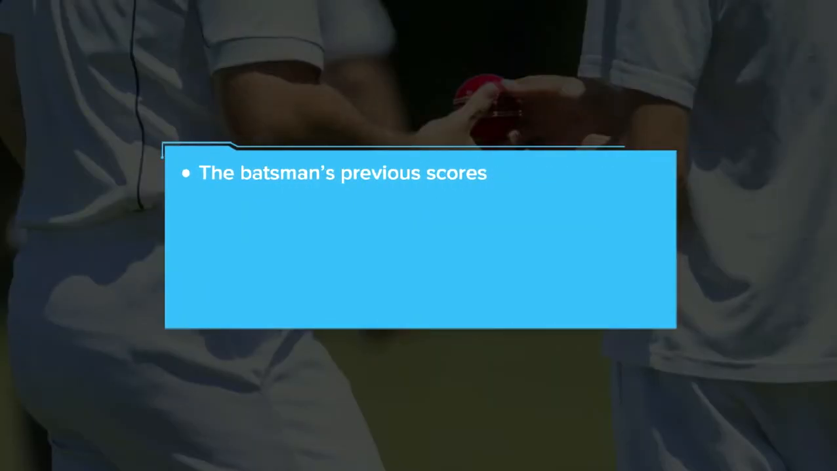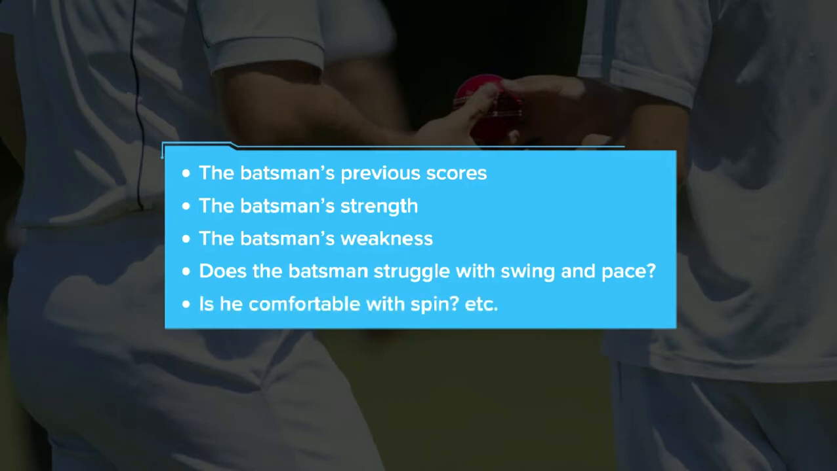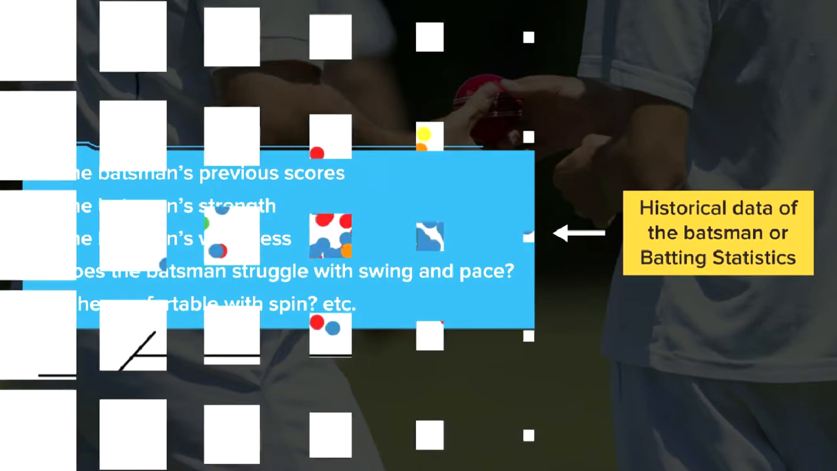The batsman's previous scores, the batsman's strength, the batsman's weakness. Does the batsman struggle with swing and pace? Is he comfortable with spin? Etc. If we talk technically, the captain and the bowler consulted the historical data of the batsman or batting statistics based on which they took the required decision.